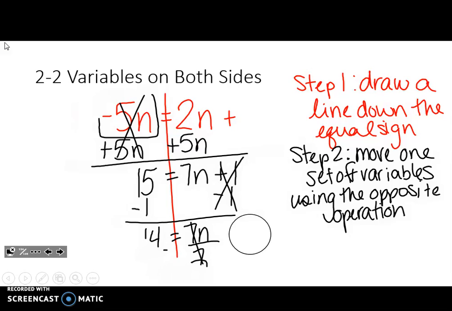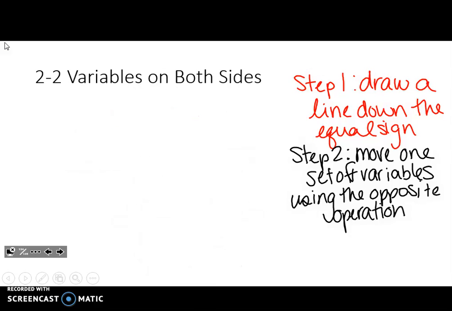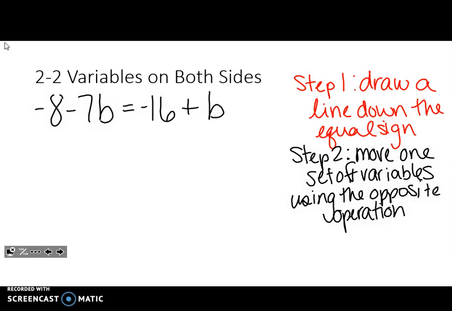Let's look at another one. So the first thing we do is draw a line down our equal sign so that we can see when we're moving things across the fence. Since this B on the right-hand side doesn't have a number in front of it, we can put a 1 there for a placeholder.